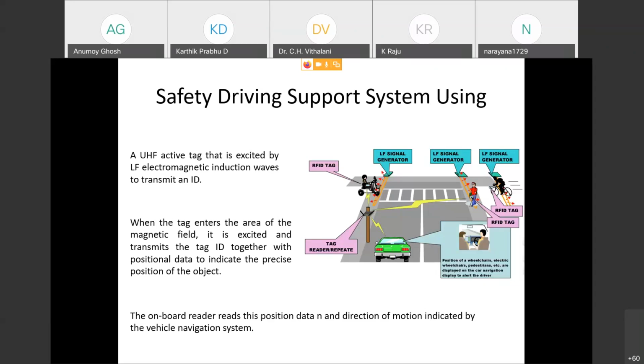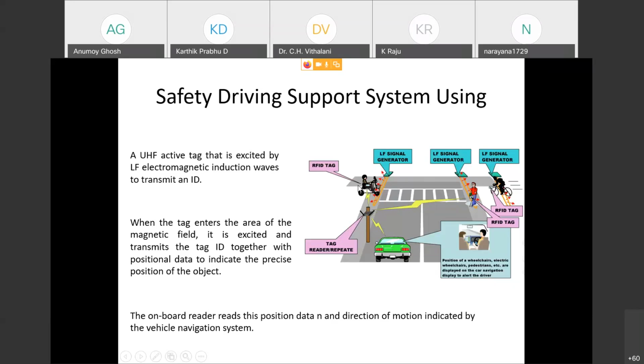Here a crossing is shown. This green car is moving in this direction, a forward direction. A scooter is coming from left to right, and a pedestrian and a cycle are coming from right to left. All of them have an RFID tag. Now, this entire area is covered by a low frequency signal generator, and there is a reader on this mast, if you can see.